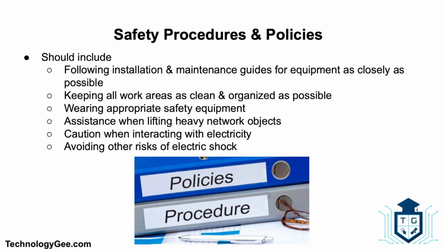And then we have safety procedures and policies. Some safety policies and procedures for the networking equipment in your organization should include the following commonalities. You should be following the installation and maintenance guides for the equipment as closely as possible. You need to keep all work areas as clean and organized as possible. You need to wear appropriate safety equipment. You need to seek assistance when lifting heavy network objects. You need to exercise caution when interacting with electricity. And you need to avoid other risks of electric shock.